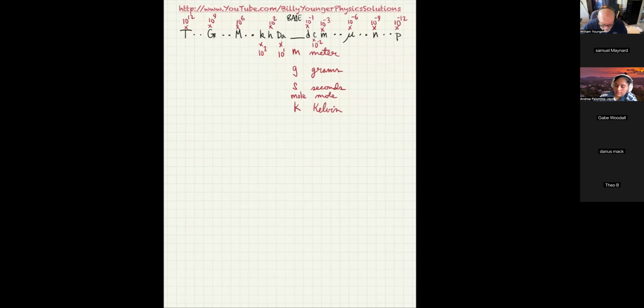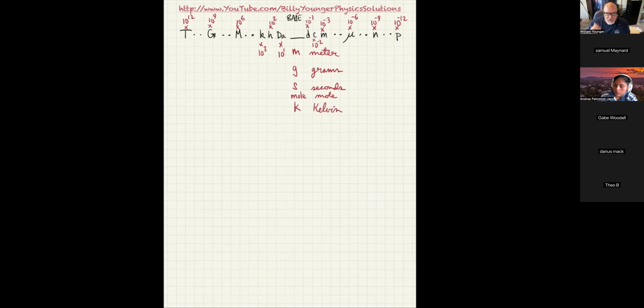Capital M is mega, K is kilo, H is hecto, DA is deca. Lowercase d is deci. Lowercase c is centi, like a cent, like one penny. And lowercase m is milli. The Greek symbol mu is for micro, and then the N is for nano, and the P is for pico. So that should help you.